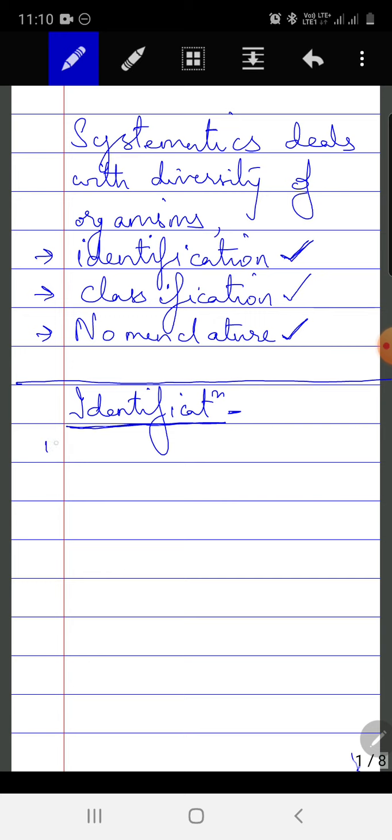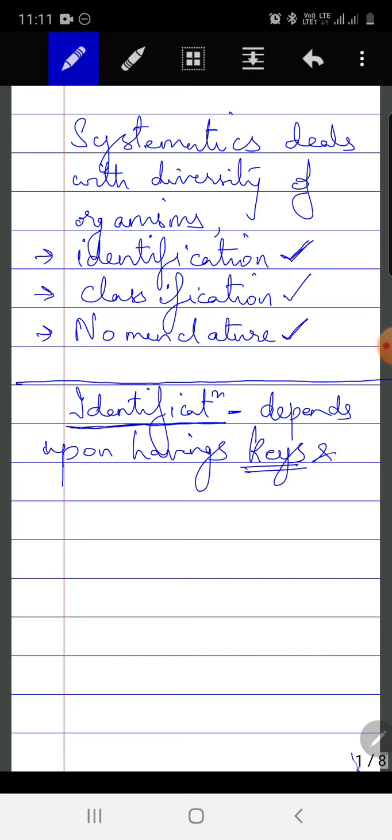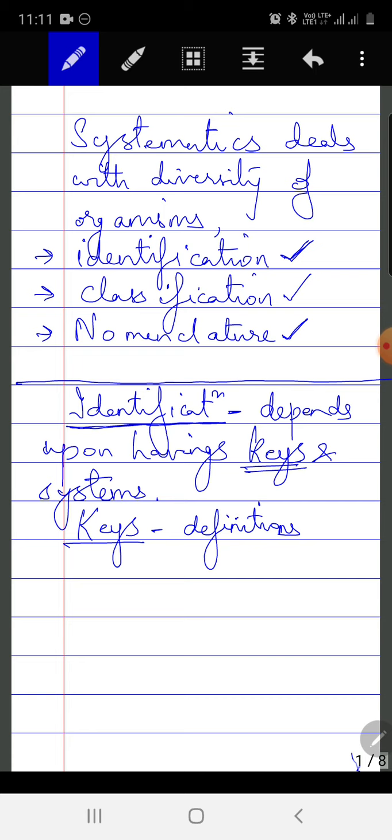Like, identification depends upon having keys and systems. It depends upon these things. Now, what are keys? Keys are definitions. Keys are definitions of certain things.